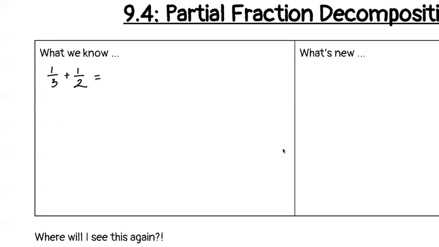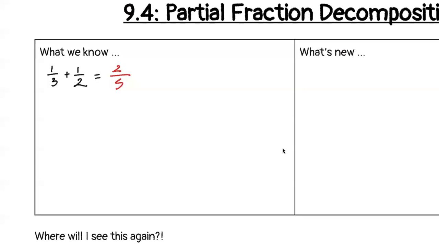I don't think there's anyone in this space who would tell me that this is going to be 2/5. Maybe we all thought that back in the day at some point. We just kind of add across, right? What would we do instead to help us find an answer? Make the denominators be equal so we can add them.